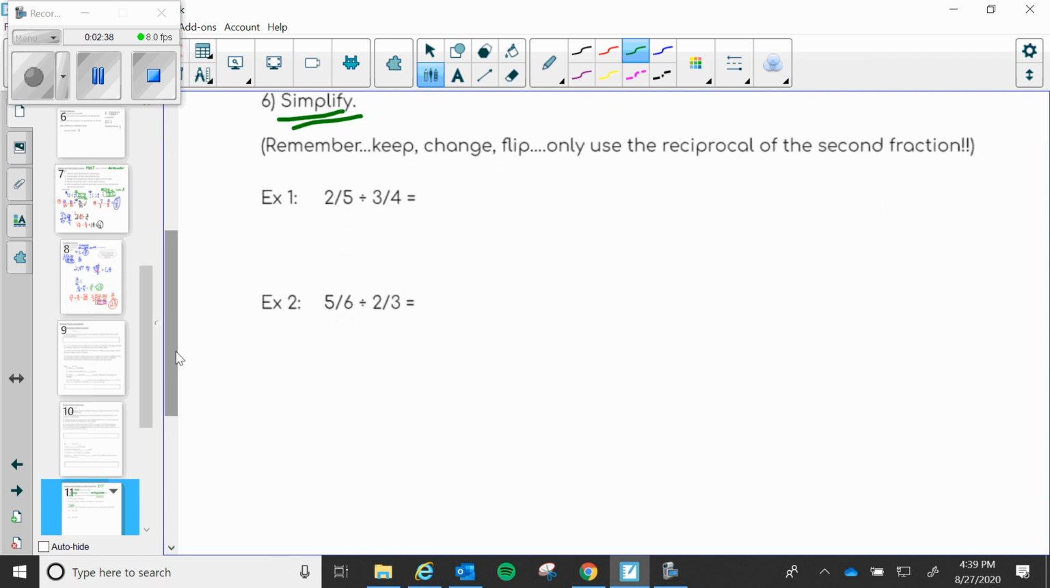Okay, so let's jump into it. Let's do our first example. So I'm going to rewrite it just because I like to be super organized, and I like to write my fractions like this. So we've got 2/5 divided by 3/4. Now remember, we're using K, C, F. Keep, change, flip. I'm going to draw a little arrow.